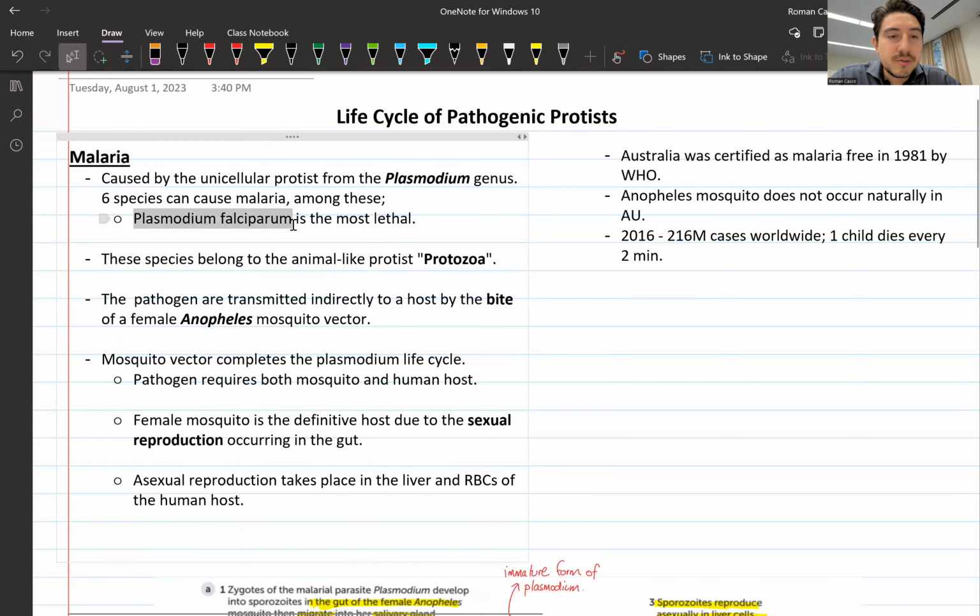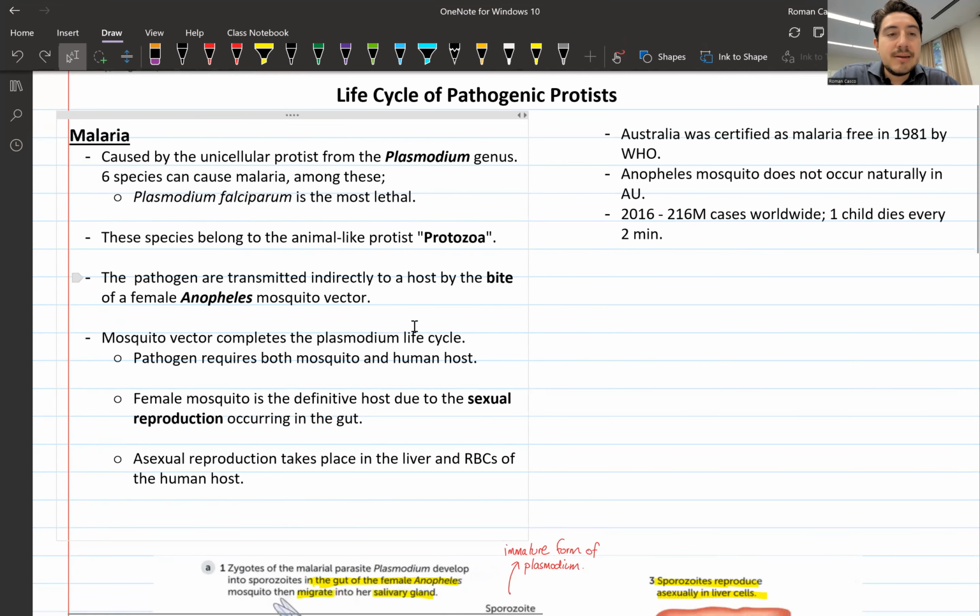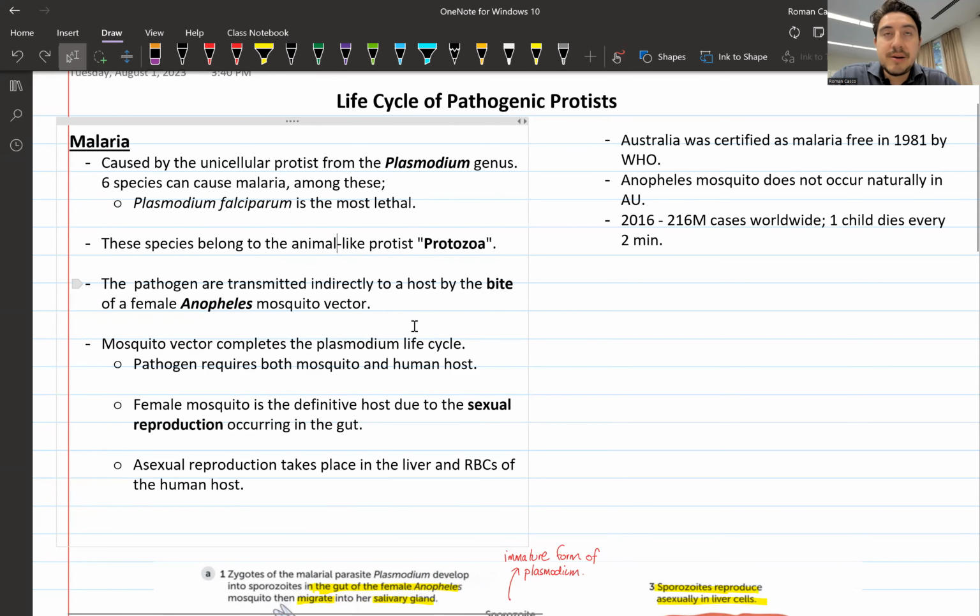Among these, one of the most common ones, Plasmodium falciparum, is the most lethal, right? And if you guys remember, when I talked about protists, there's different types of protists. You have animal-like protists, you have fungal-like protists, you have plant-like protists. So this would be a case of animal-like protists that are referred to as protozoa, right?